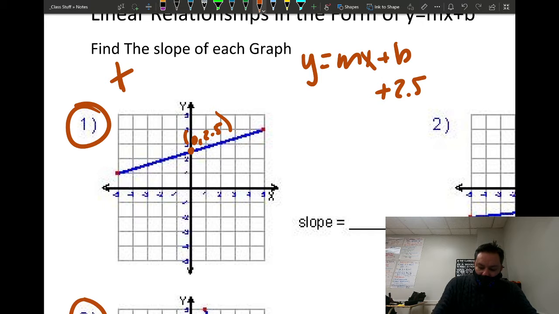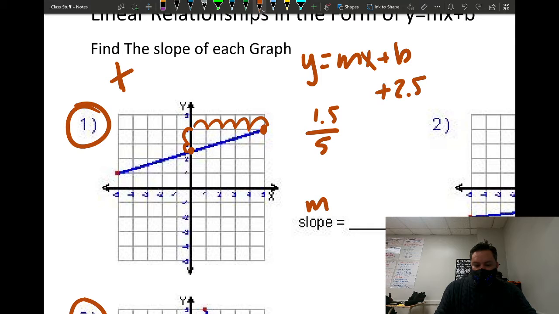Now the m, which is going to be the slope, is going to be the rise over run. So all I got to do is get a point on this graph and find the rise over run. I'm going to pick this point right here, and I'm going to go up a half and one more. So that's 1.5 up, and I'm going to go over 1, 2, 3, 4, 5. So my rise is 1.5 over 5. Rise over run, that's my slope.